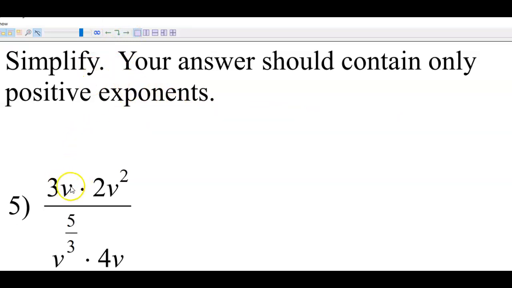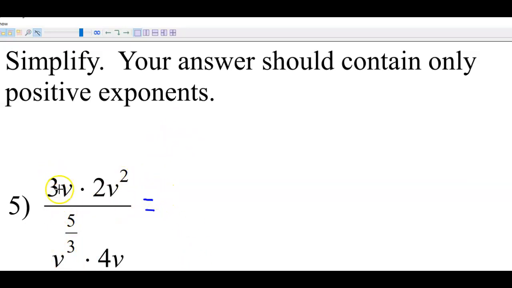So I have 3v times 2v squared on the top. On the bottom, I have v to the 5/3 times 4v. So what I'm first going to do here is simplify the numerator separately, and then I'm going to simplify the denominator. And then once I've done that, I will cross over between the two.